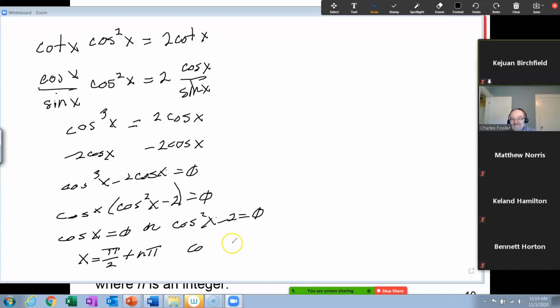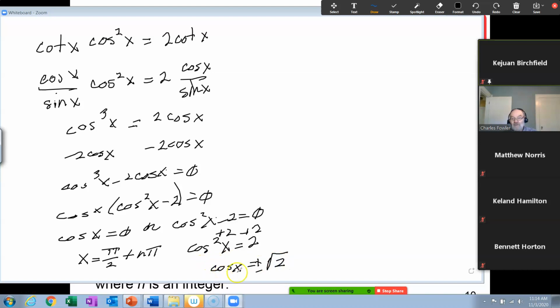Well, I'll go on and do it this way. It's probably not the best way, but I'll do it this way. Cosine squared x is equal to 2. Added 2 to both sides. Okay. Then take a square root of both sides and you get cosine x is equal to plus or minus. You got to always include that, the square root of 2.